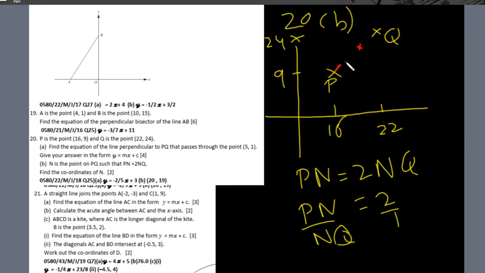and relatively closer to Q, because NQ will have 1 part while PN has 2 parts. This is a ratio of 2 to 1 because of the fraction 2 over 1. Alright, so what do we need to do? Find the coordinates of N. I think all we need to do is apply some ratios.